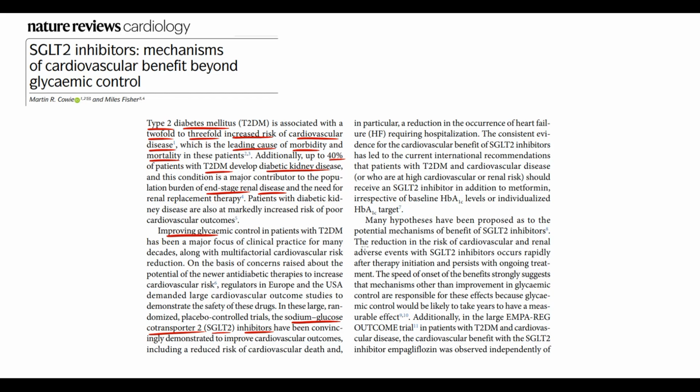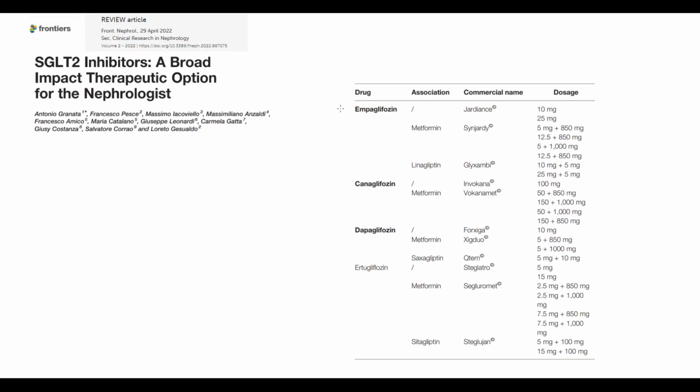SGLT2 inhibitors provide reduction of cardiovascular and renal adverse events very rapidly. The speed of their effect suggests that it's not only about glucose lowering effect, there are some other mechanisms that provide additional benefits. To SGLT2 inhibitors belong empagliflozin, canagliflozin, dapagliflozin, and ertugliflozin.